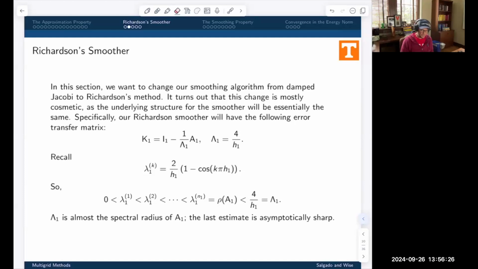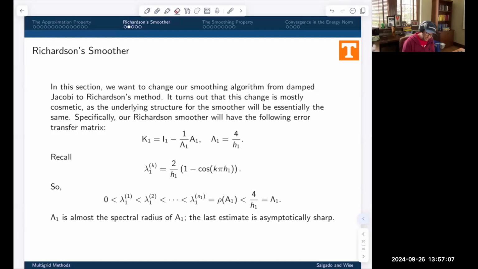But now we're going to switch this smoother out and use instead Richardson's method. It turns out in this case, for this very simple setting, these smoothers are really pretty much the same thing. That is, damped Jacobi or weighted Jacobi and Richardson's method are more or less the same. In fact, the Richardson smoother that I'm going to introduce now is just equal to the damped Jacobi smoother, but instead of taking omega equals omega naught, which was 2/3, our optimal omega, if we set omega equal to a half, we get this smoother right here.